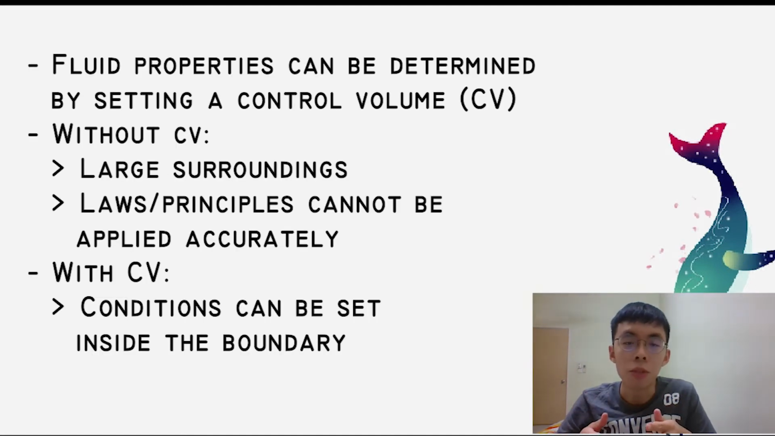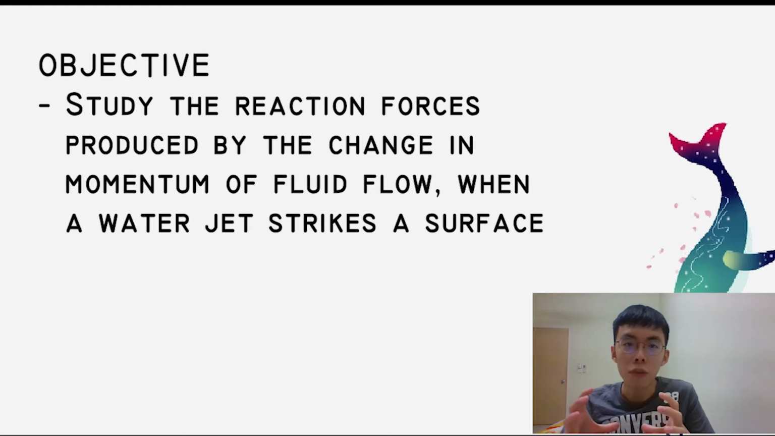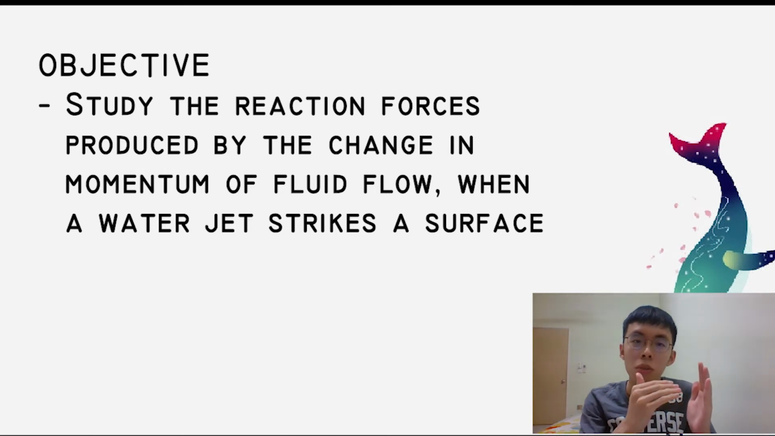For this experiment, we'll be studying how fluid properties can be determined using certain laws or principles by setting a control volume. This is because a usual setup will involve a large radius of a surrounding, and without a boundary, principles such as Newton's second law cannot be applied accurately. With a control volume, in this case, we can study the reaction forces produced by change in momentum of a fluid flow when a water jet strikes the surface.